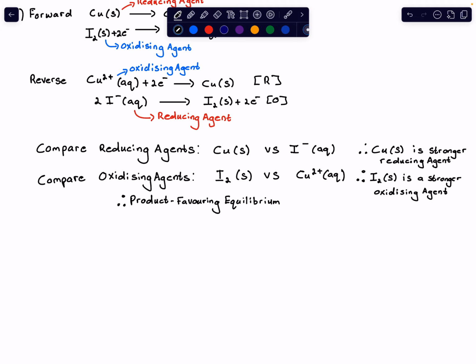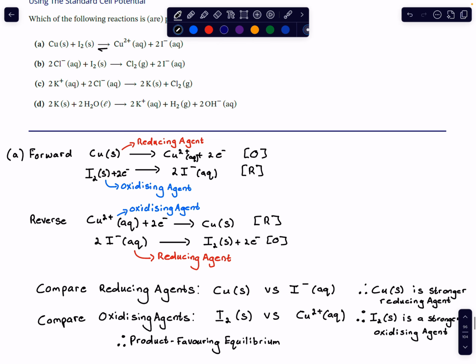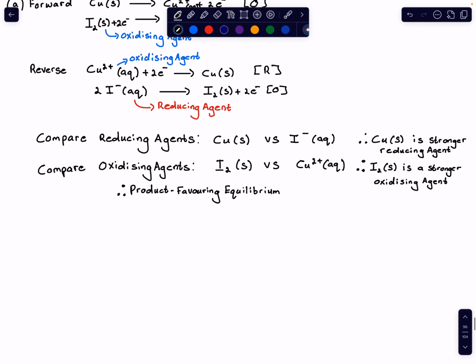The alternative way that you can look at it is you can of course calculate something like E cell, but I mean we don't really know what is at the anode and what is at the cathode, so we need to do it as such.